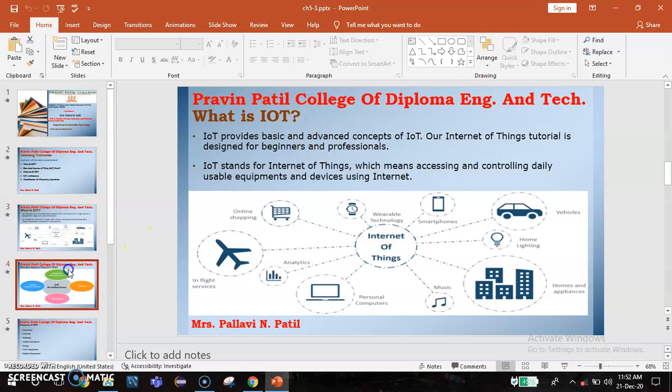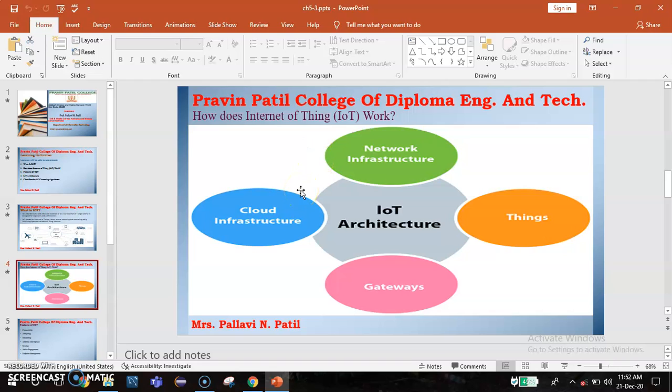Next, how does the Internet of Things work? The working of IoT differs across IoT ecosystem architectures, but the key concepts of the working are similar.